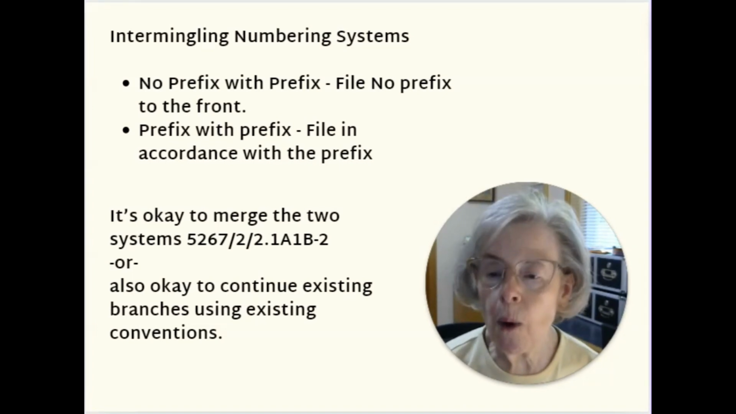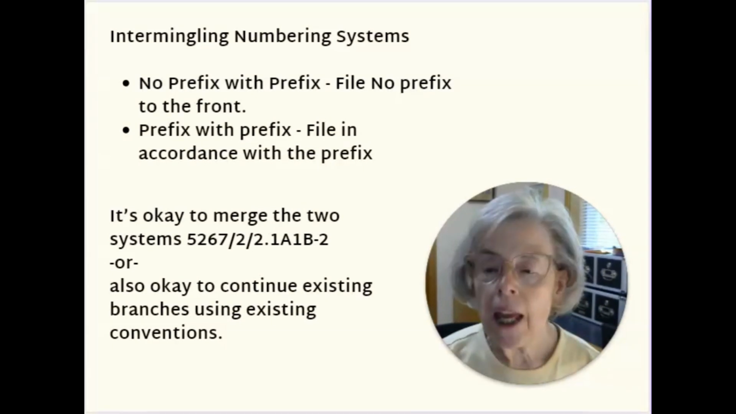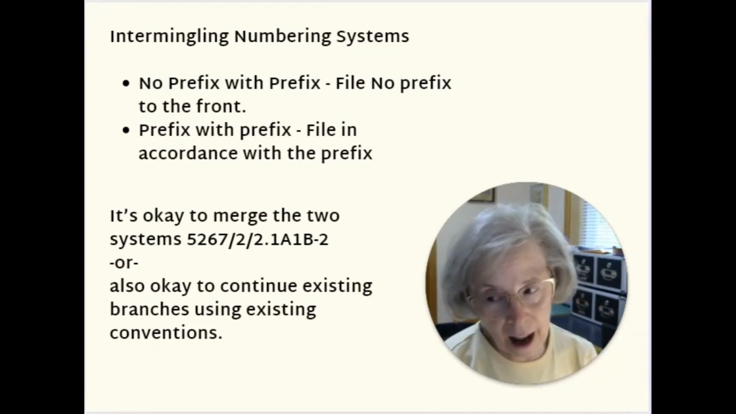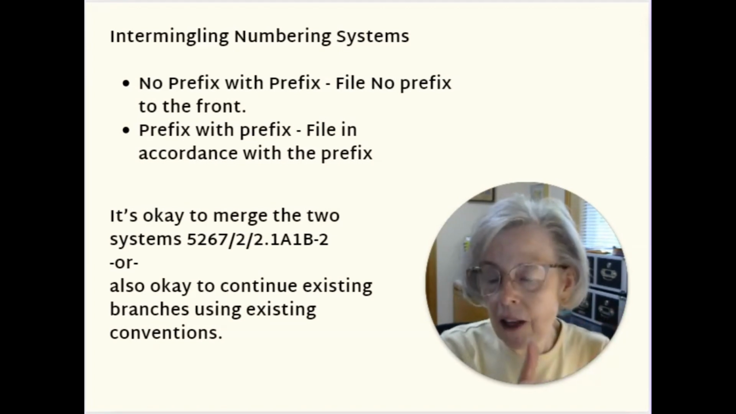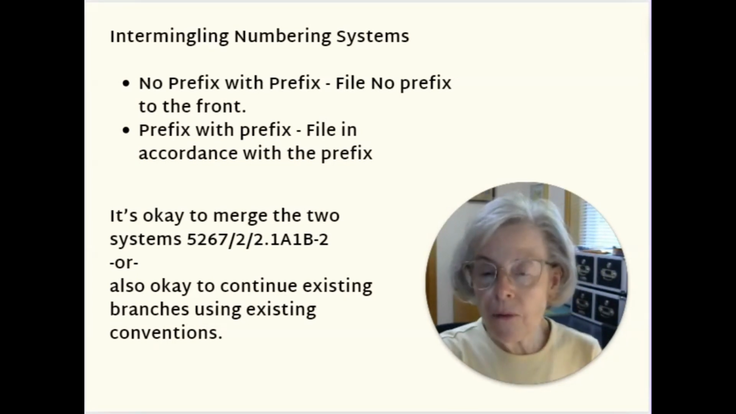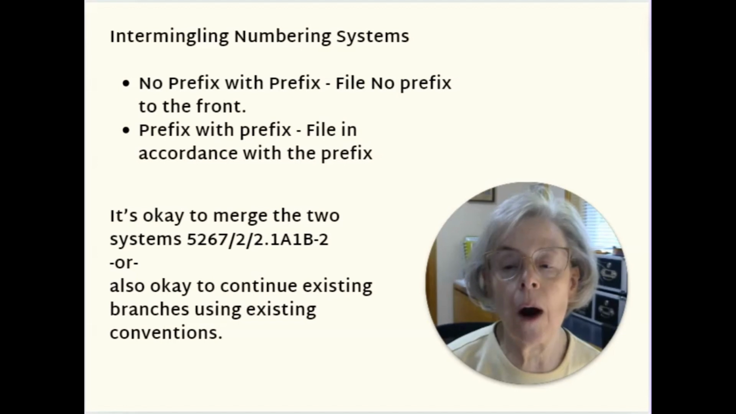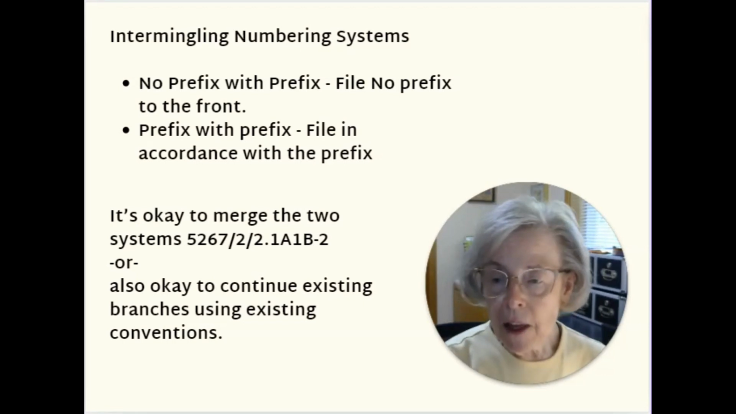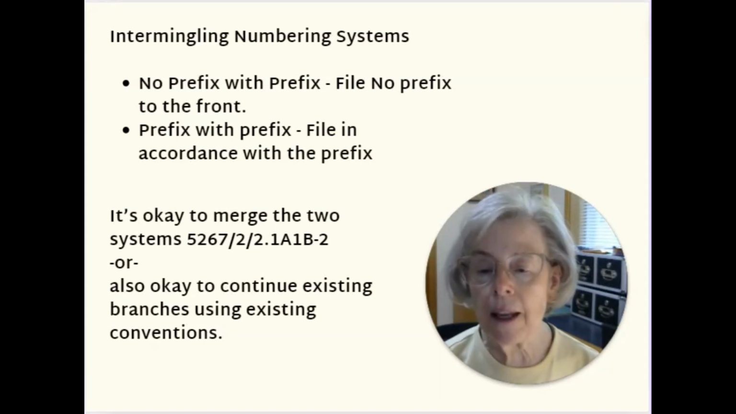That said, if you do want to merge them, one of the questions is, are you using a prefix or not using a prefix? If your old system used a four-digit prefix and you want to use the system that does not have a four-digit prefix, that's pretty simple. Just file the new cards that don't have the four-digit prefix to the front. Think of them as section 0000. Bring them in front of all of your four-digit prefix cards. If, however, you are using the effortless numbering system with a prefix, which is totally fine, then just merge the cards in a numerical order based on the prefix. That's not any kind of a problem either.